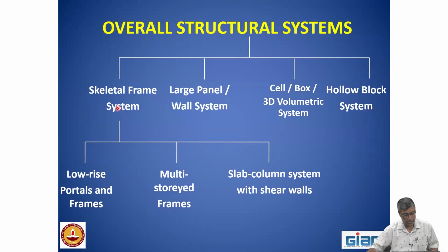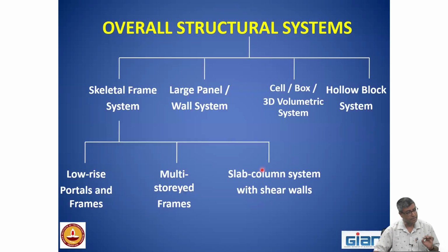Now, within the frame system, this is the way we classified in our handbook, and most of this information I got from Dr. A. Ramakrishna. Whatever I have written in this chapter, I owe to him. This classification is more for how to design. First is the low-rise portals and frames, where earthquake will not be of much importance, whereas wind can be important. Next comes the multi-storied frames, where both wind and earthquake will be important.